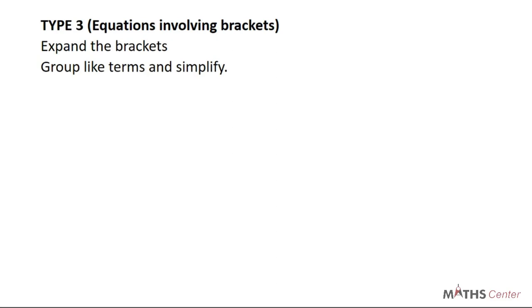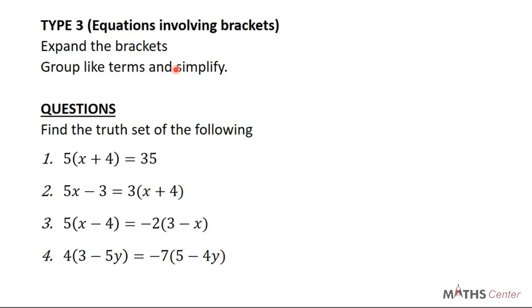Type 3, equations involving brackets. The first thing you need to do is to first expand the brackets. So whenever you have brackets, the first thing you need to do is to expand the bracket. After you expand the bracket, you group like terms and simplify. You see that after you've expanded the bracket, you are going to get type 2. What do you do in type 2? You group like terms and you simplify. Let's pick some examples and see how this is done.